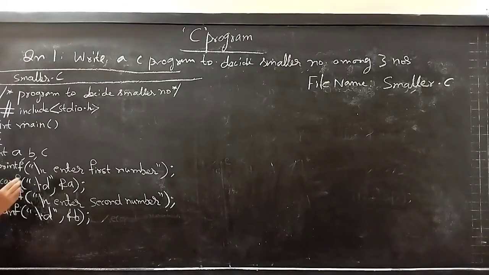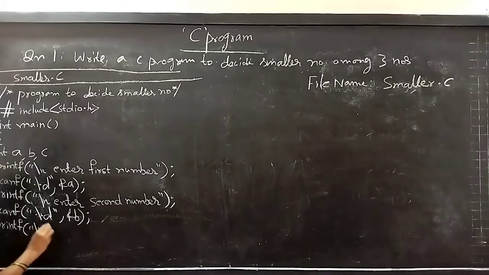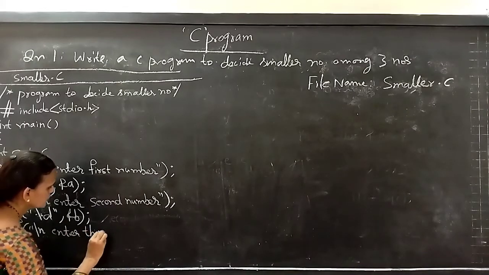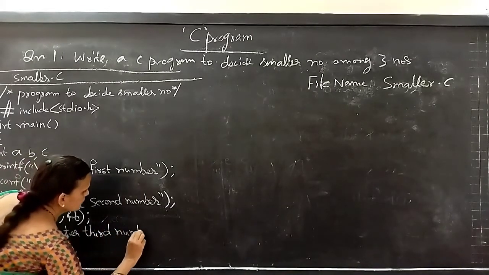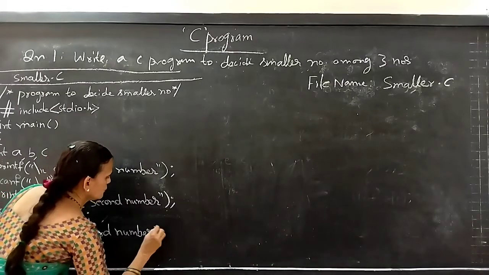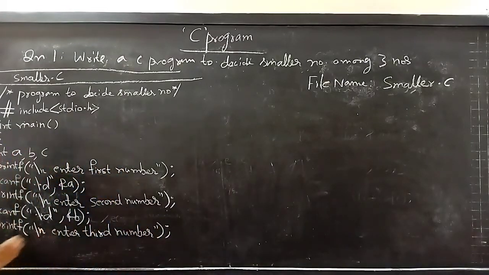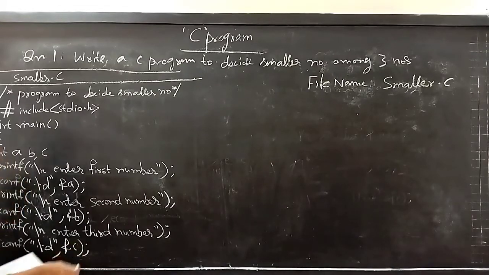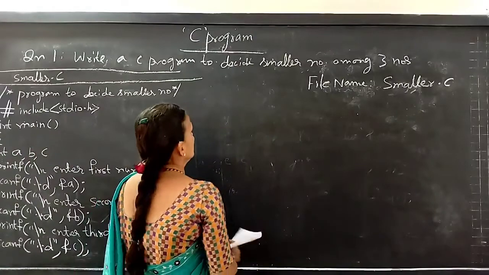Again we have to write printf, backslash n, enter third number, double quote, close bracket, semicolon. And on the 11th line you write again scanf, percentage d, close quotes, comma and ampersand c, semicolon.